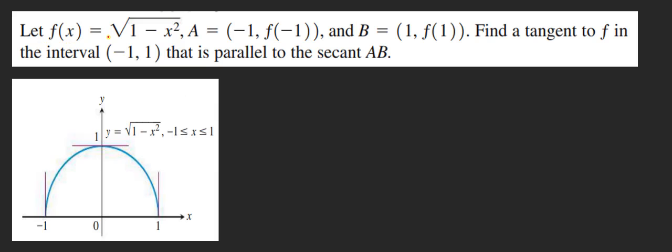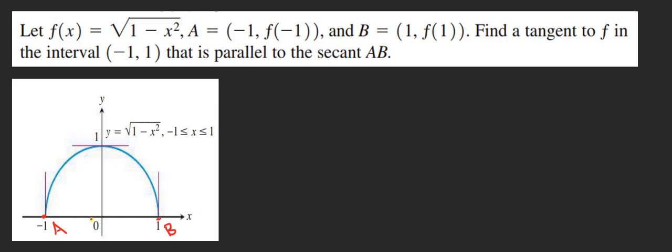Now let f of x equals square root of 1 minus x squared, which is a semicircle. And a is -1 comma f of -1, which is over here. That's going to be our point A. And b is 1 comma f of 1, which is over here. That's going to be our point B. Find a tangent to f in the interval -1 to 1. This is an interval, it's not a point, that is parallel to the secant AB.